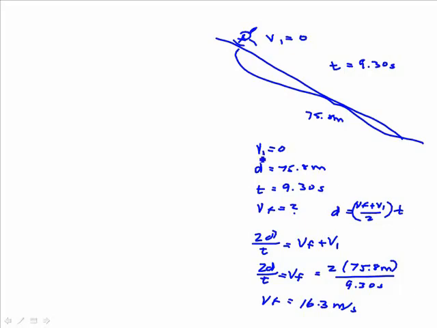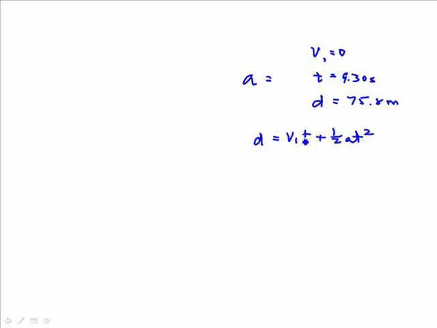Now, what's the acceleration? Well, acceleration is going to be equal to, if the initial velocity is 0, the time of flight is 9.30 seconds, and the displacement was 75.8 meters, then you could say, well, our equation D equals VI T plus 1/2 A T squared, because the initial velocity is 0. And if it wasn't 0, this could be a bit of a problem.